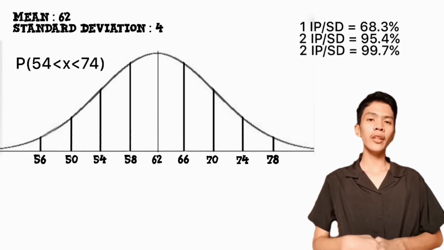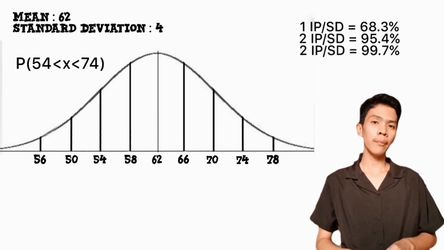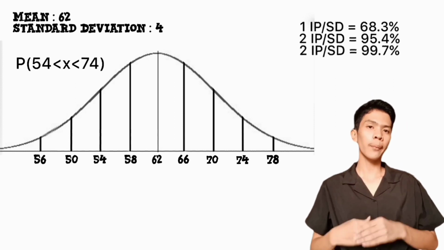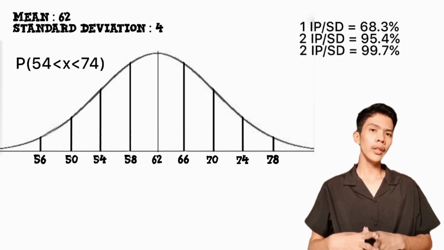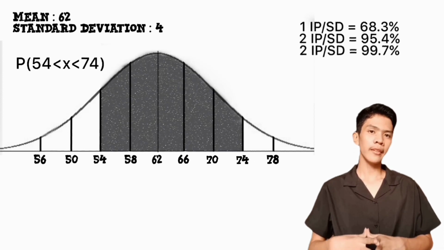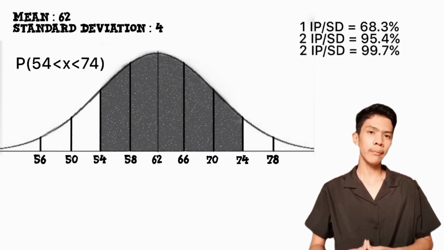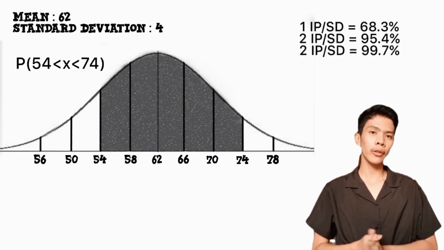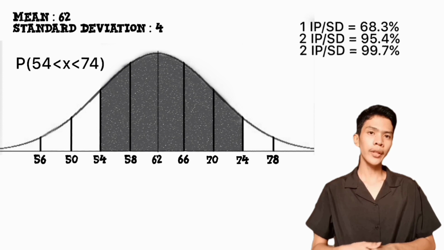C. The probability of x is greater than 54 and x is less than 74. To get the probability of this, we need to graph first. Since it says that x is greater than 54 but less than 74, the shaded part is from 54 to 74. After that, we need to analyze the graph again.